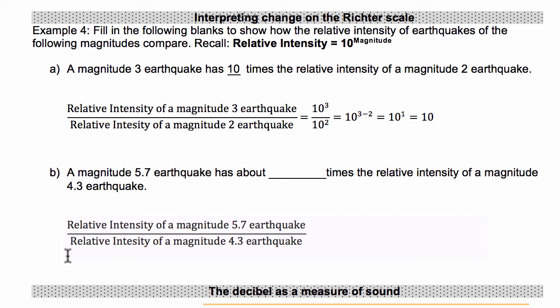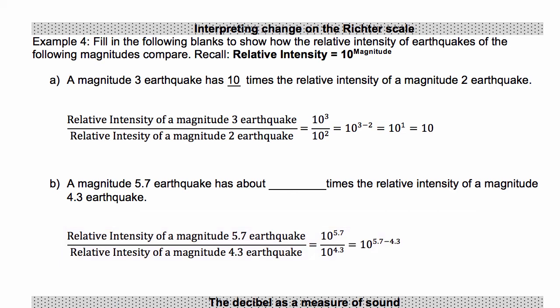Our first step, once again, is to convert from magnitude to relative intensity. Recall, relative intensity equals 10 to the magnitude. So, the magnitude 5.7 earthquake has a relative intensity of 10 to the 5.7, and the magnitude 4.3 earthquake has a relative intensity of 10 to the 4.3. Since the bases are the same, we could simply subtract the exponents. That is, 10 to the 5.7 divided by 10 to the 4.3 is 10 to the 5.7 minus 4.3.